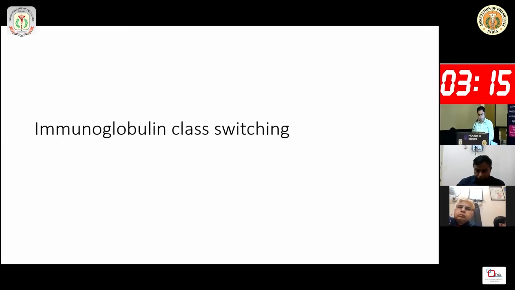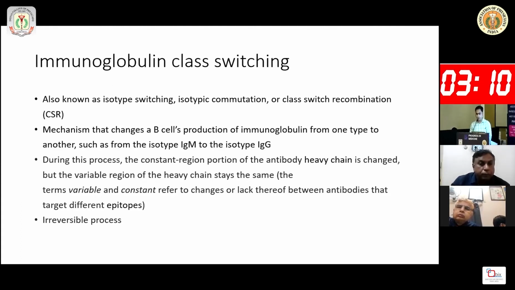Now, coming to the most important topic of today, which is class switching. We have to know that class switching is also known as isotype switching, or isotype recombination, a mechanism that changes a B cell's production of immunoglobulin from one type to another, such as from the isotype IgM to the isotype IgG. During the process, the constant region portion of the antibody heavy chain is changed, but the variable region of the heavy chain stays the same. This recombination is known as the VDJ recombination. And it's an irreversible process, meaning that once an antibody is class switched, it cannot get back to the previous class.